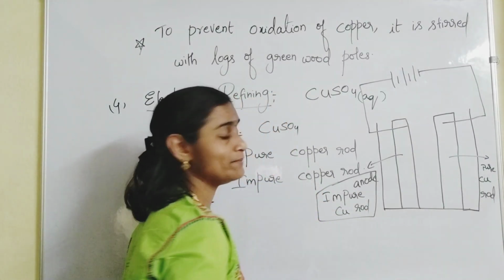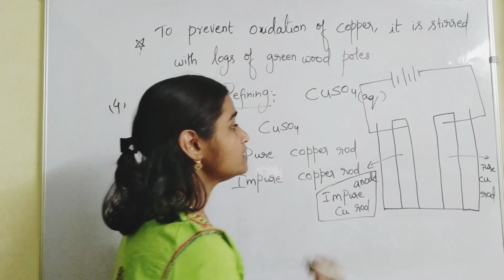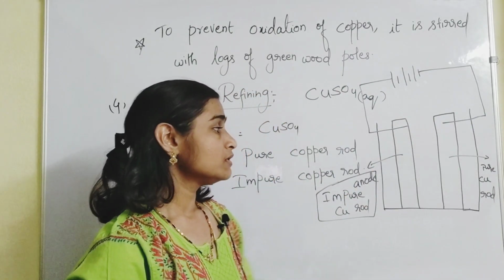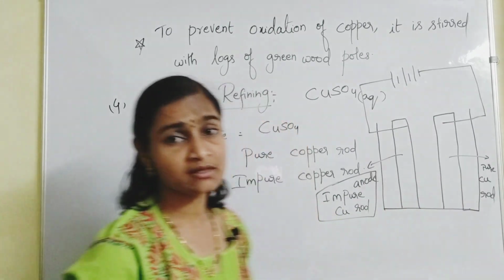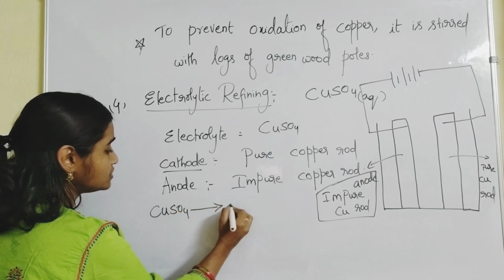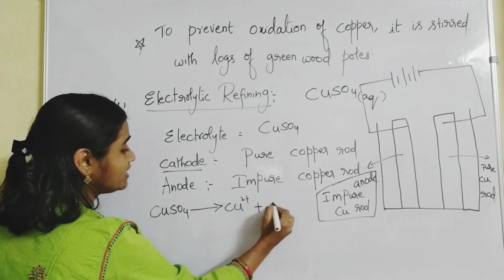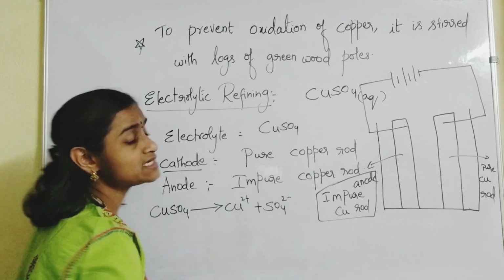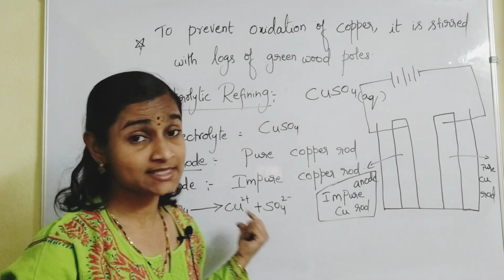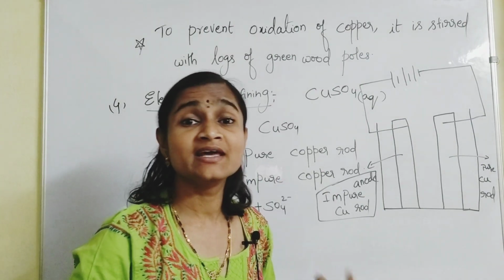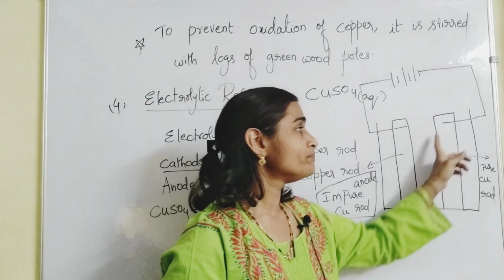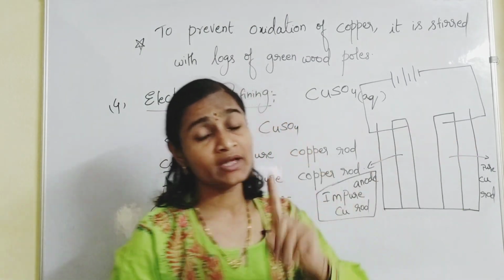Please remember, anode impure, cathode pure. So what will happen here? When electricity is made to pass through it, you all know, copper sulphate starts decomposing. CuSO4 decomposes into Cu2+ and SO4 2- ions. Now these Cu2+ ions start to migrate towards the cathode. Please understand the point carefully.